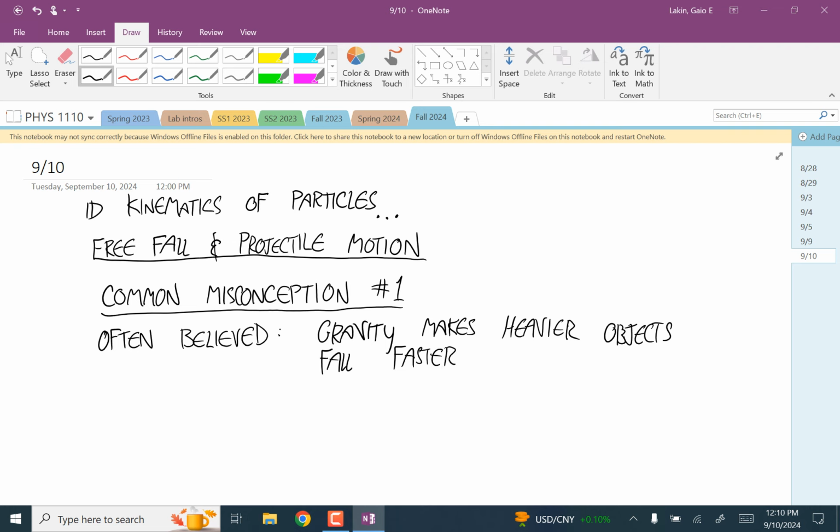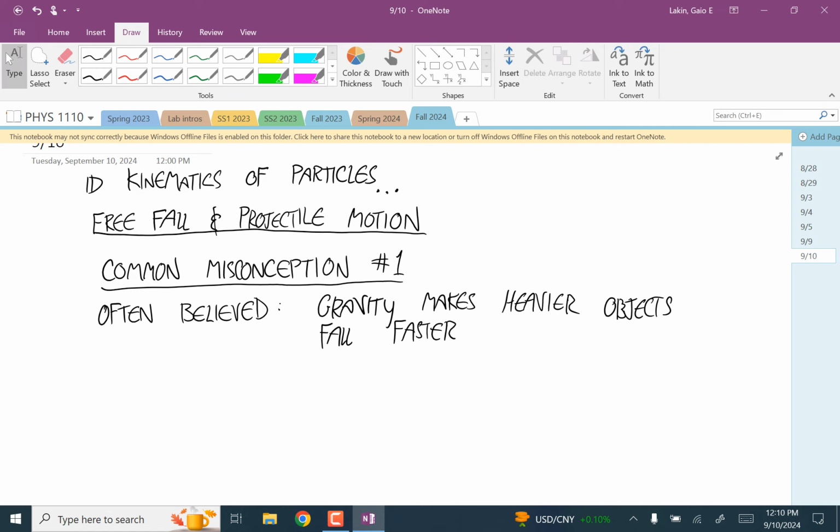That doesn't put you in bad company, since it seems like that's true. Some of the great scientists and philosophers in history, in ancient Greece and so on, still believed that this was true. But actually, what happens is gravity makes all objects fall with the same acceleration.